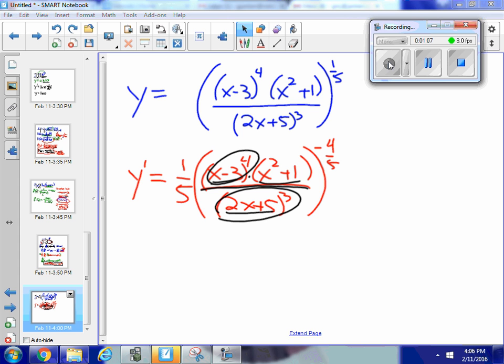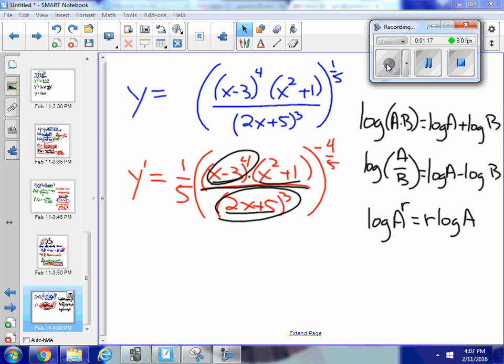I'm introducing the logarithms because of the properties of logarithms, and I'm going to write those down right here on the slide. These properties of logarithms enable me to turn multiplication problems into addition problems, division problems into subtraction problems, and exponential problems into multiplication problems. So let's see how that applies to this particular problem.